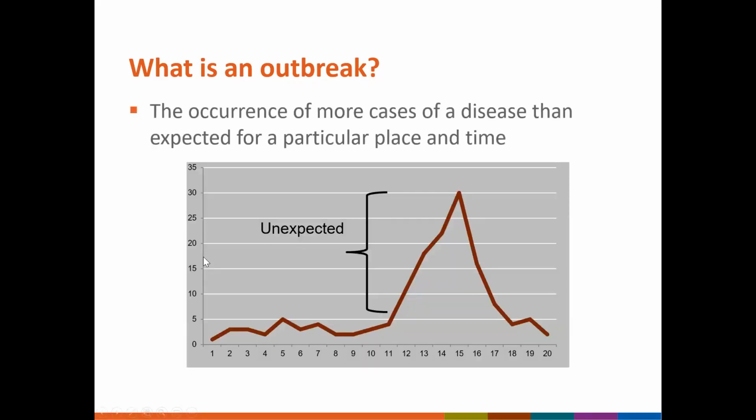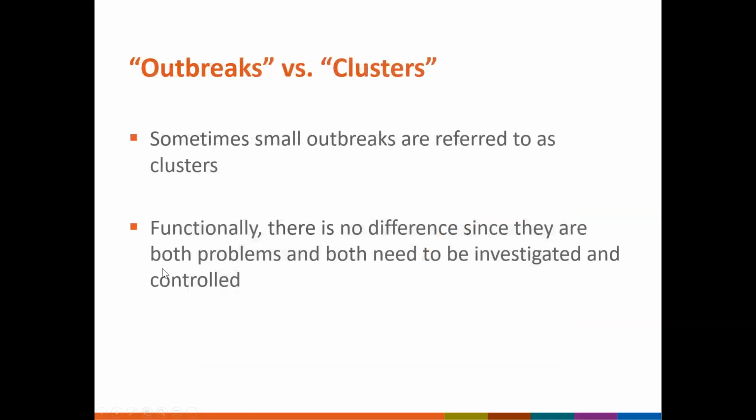The occurrence of more cases, as you have rightly pointed out, than expected for a particular place in a particular time. The place might be an ICU, a ward, a hospital, a district, or a country, right? Based on what disease you are dealing with, that defines an outbreak. So you have to have a person, place, and time. An increase in the number of people getting the disease, in a particular place at a particular time. That is what is known as an outbreak.